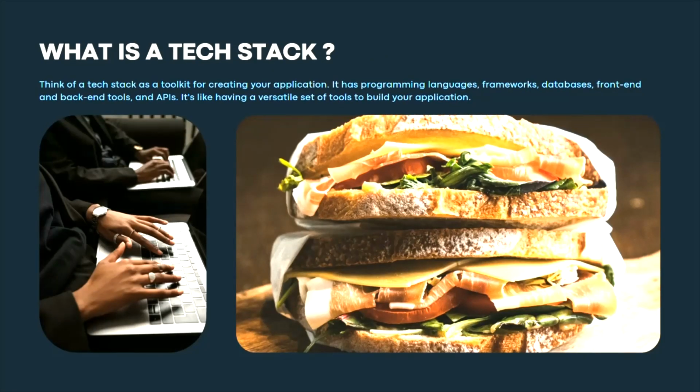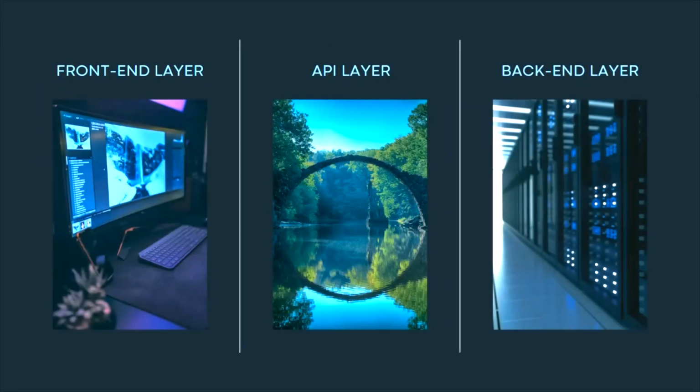Think of a tech stack as a toolkit for creating your application. It has programming languages, frameworks, database, front-end and back-end tools, and APIs. It's like having a versatile set of tools to build your application. To simplify, we can break it down to three key components: front-end layer, API layer, back-end layer.